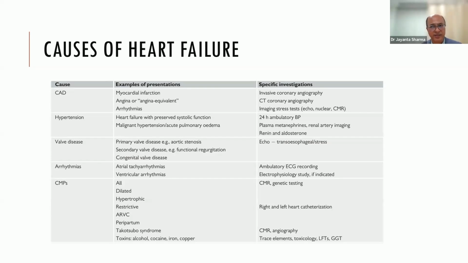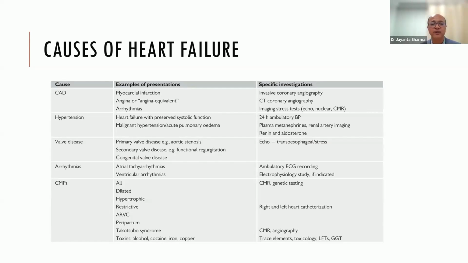The third one is valvular heart disease, as India is the epitome of rheumatic heart disease or valvular heart disease. If the patient is having a primary valve disease, such as aortic stenosis, or a secondary valve disease or congenital valve disease, the patient may develop heart failure in the long run. If the patient is having various arrhythmias, specifically atrial arrhythmia and ventricular arrhythmia, the patient may develop heart failure.